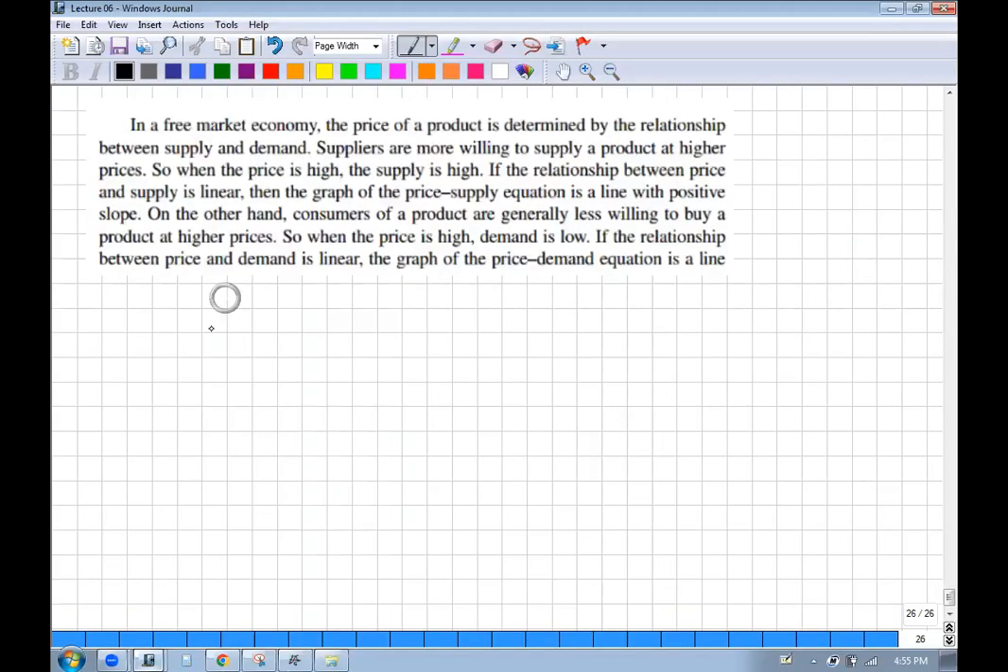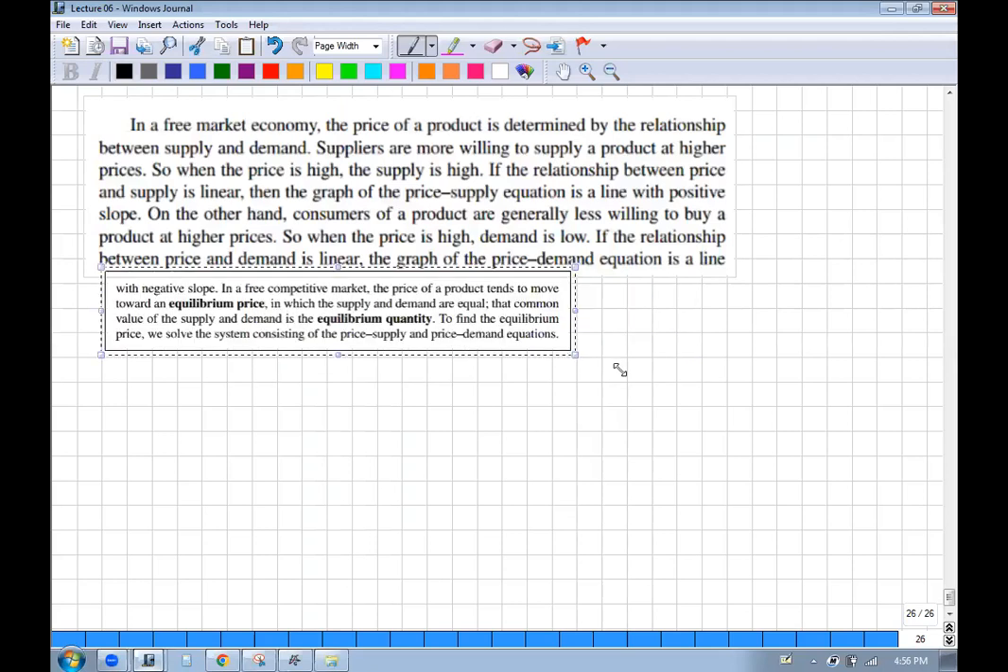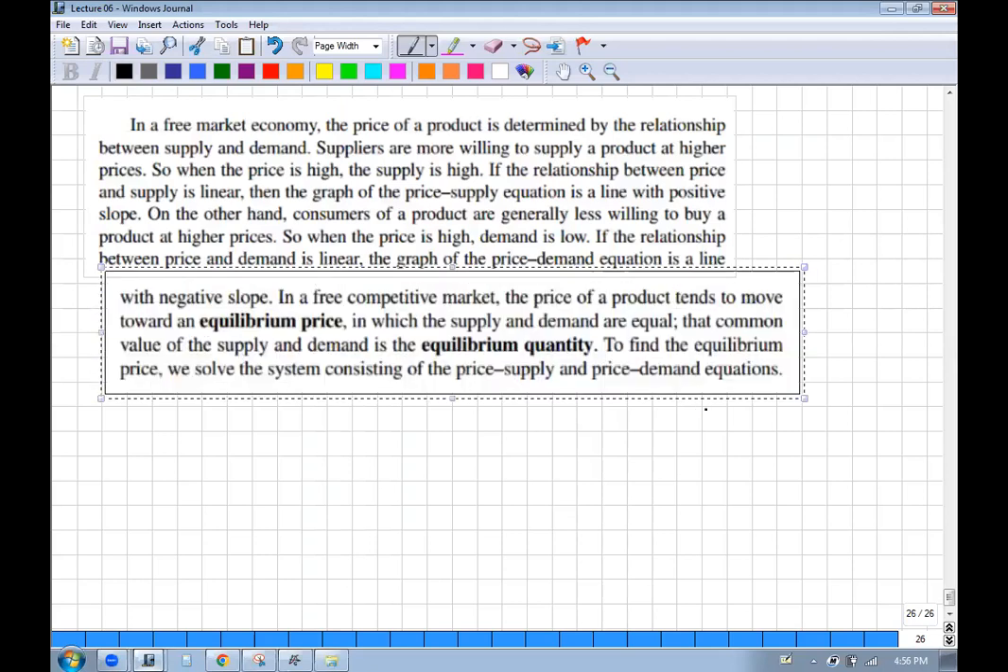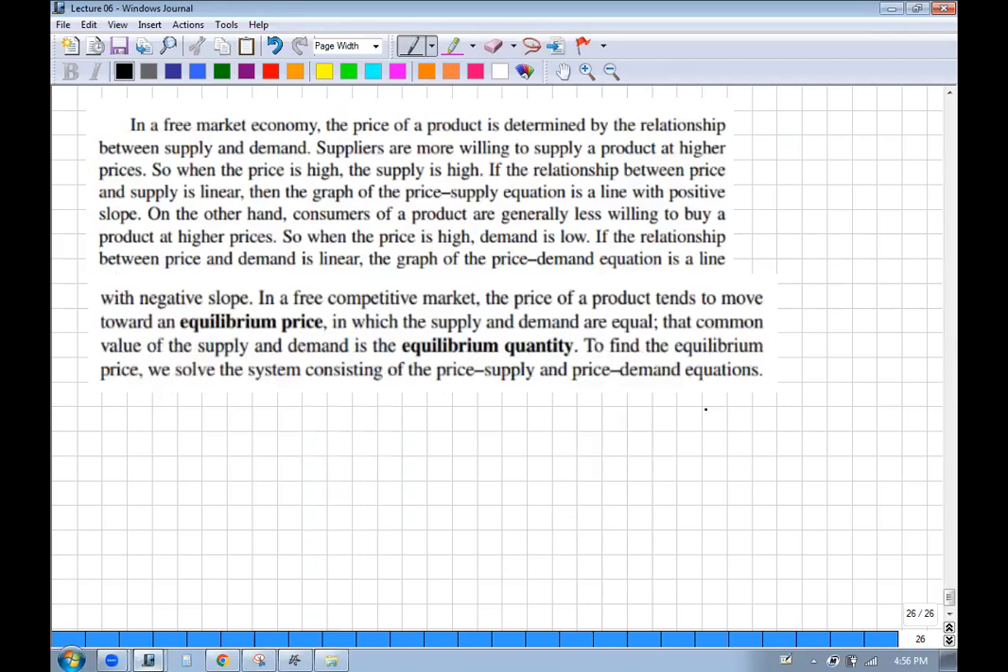Remember the last section, it ended with equilibrium. So in a free market economy, the price of a product is determined by the relationship between supply and demand. All right. So price depends on both supply and demand. Suppliers are more willing to supply a product at a higher price. So when price is high, supply is high.